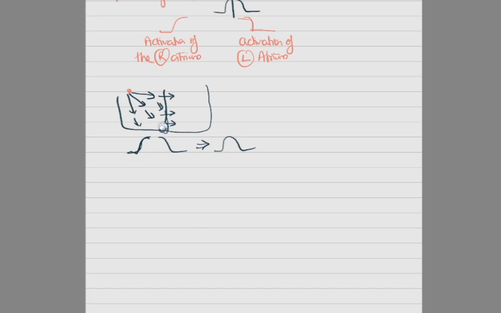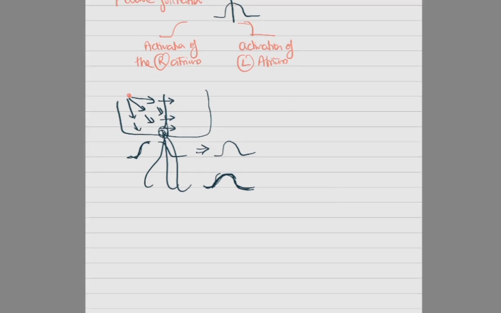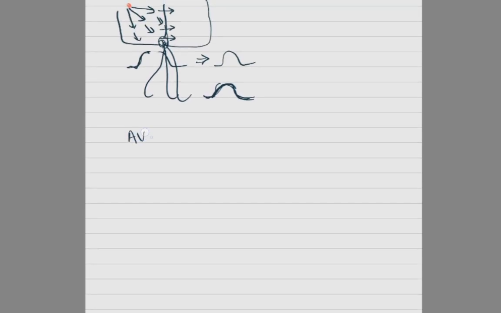Then it finally reaches the AV node, goes into the ventricular system. So the terminal half of the P wave is actually shorter than the initial half. The initial half has a good wide contour, whereas the terminal half is like this. So this is also suggestive of a normal P wave. So then it goes into the AV node.